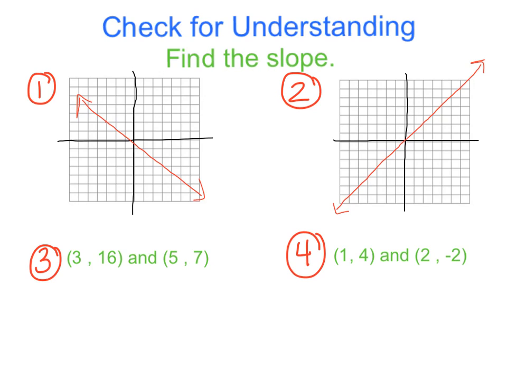Here are your 4 problems for your check for understanding. The first 2 are finding the slope from a graph, and the second 2 are finding slope from two ordered pairs. So make sure to check your answer when you're finished.